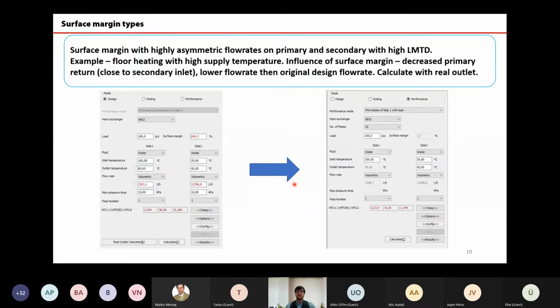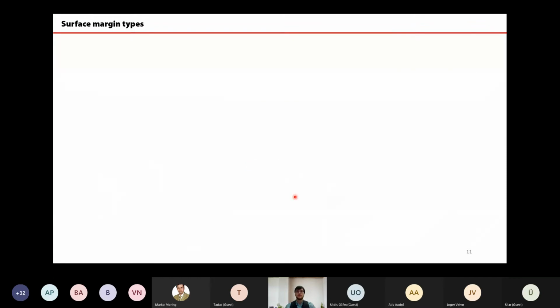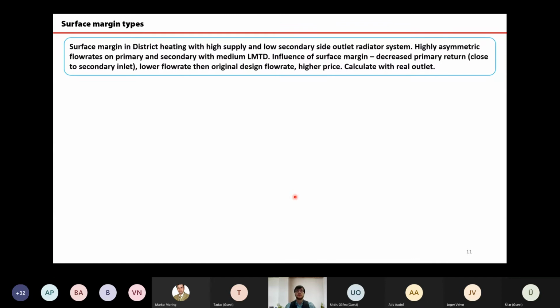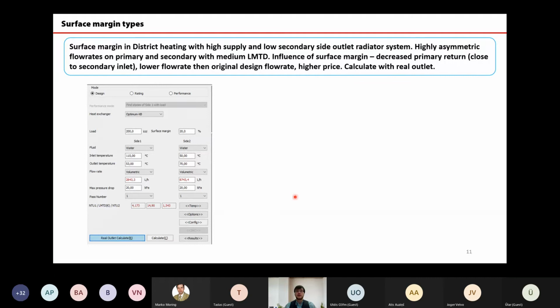Next type of surface margin I would like to show you is surface margin in district heating with high supply and low secondary side outlet radiator system. So highly asymmetric flow rates, still, but with a much lower temperature difference between primary outlet and secondary side inlet. This is, if I'm not mistaken, quite typical for Baltics heating design conditions: 115 in, 53 out, 50/70 on the secondary side.